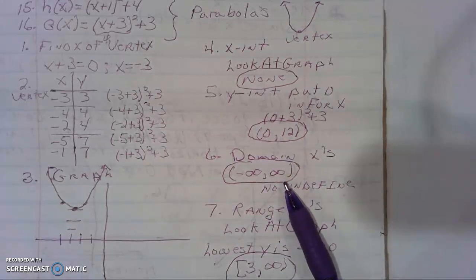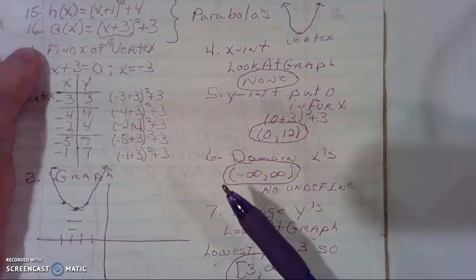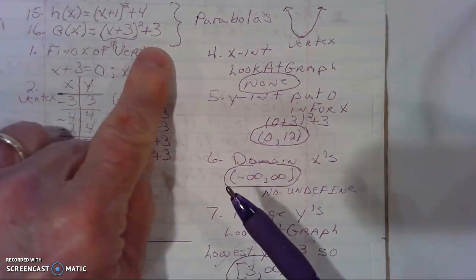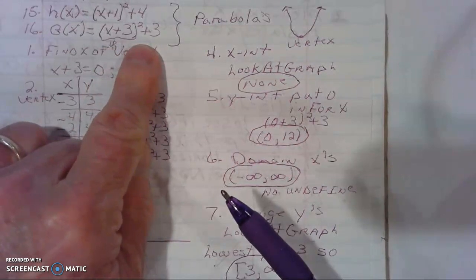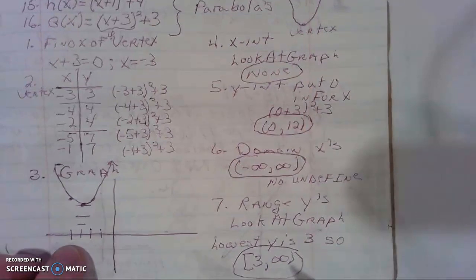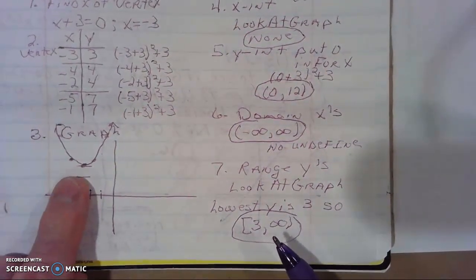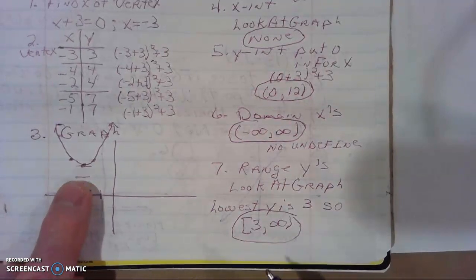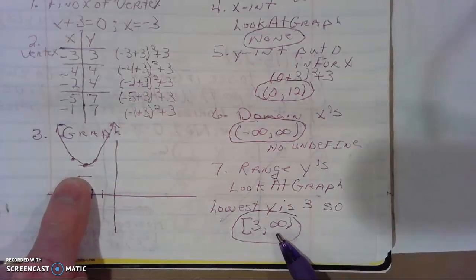Then you find your domain. Your domain is, look at your graph here. Well, look at your original equation. Is there any x's in the denominator? No. Or is there any radicals? No. So we can put any real number in there. So all real numbers. Our range, though, look at your graph to find your range. What's the lowest y-coordinate? 3. So from 3 to infinity is our range.